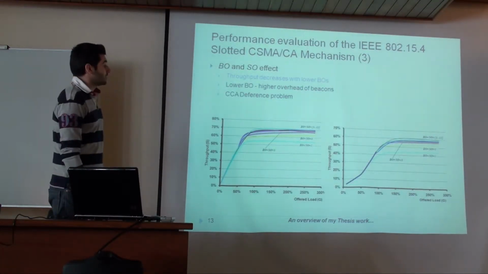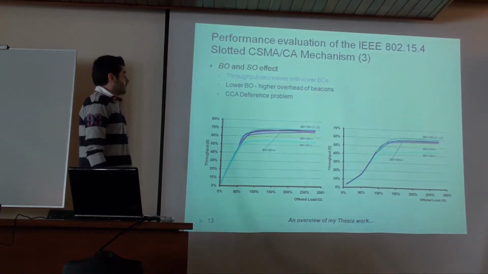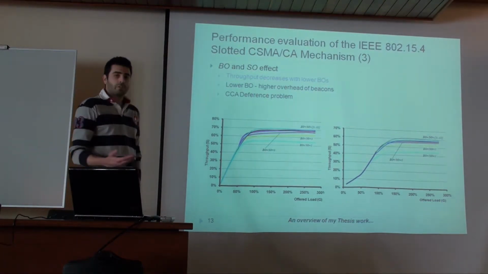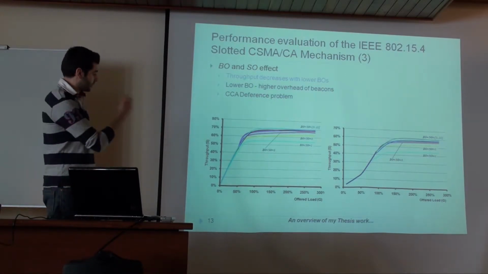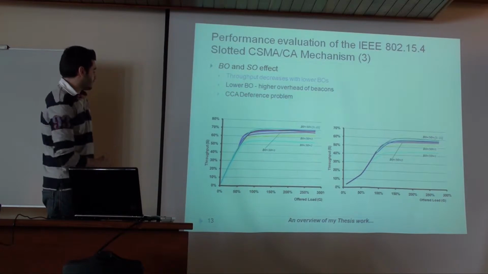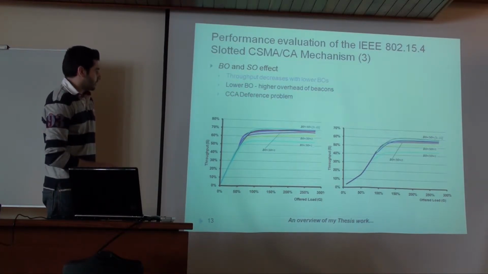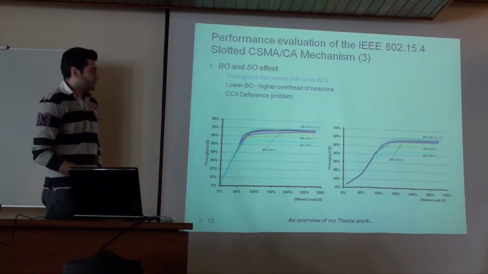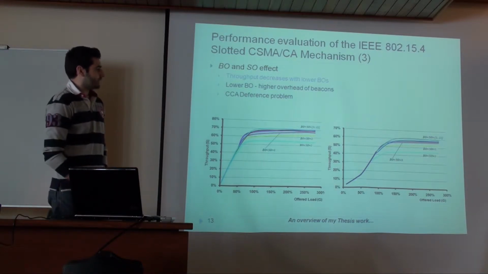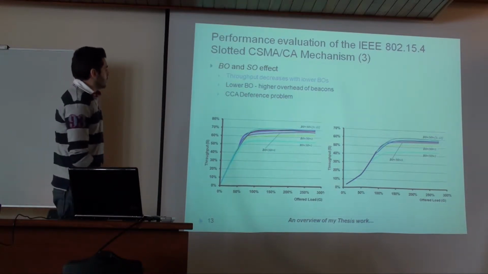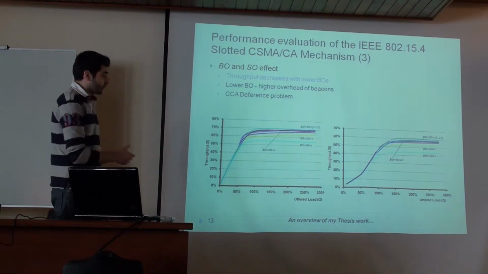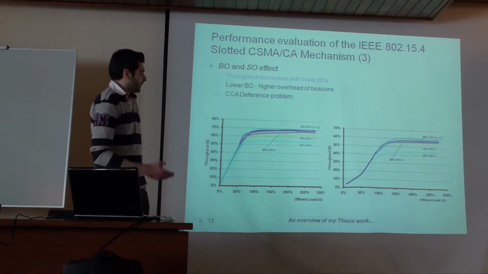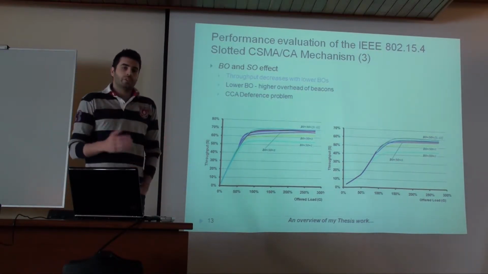So these are the results for beacon order. This was one of the parameters we studied. On the left-hand side you have the results from the simulation model, and on the right-hand side from the experimental test bed. What we observe is that the throughput decreases with lower beacon orders, which means that when you have low beacon orders like 1, 2, 3, you get really lower throughput.